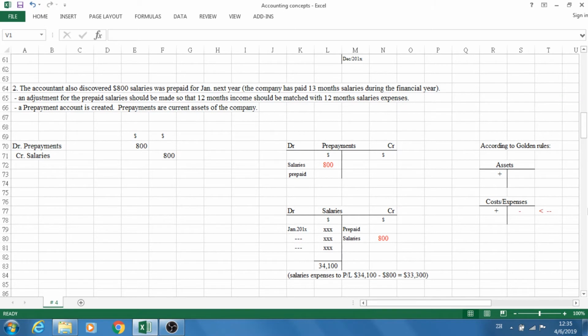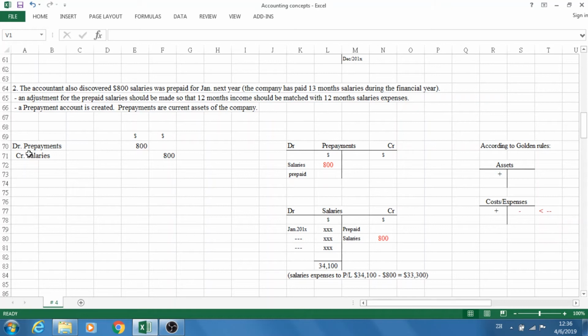Prepayments are current assets of the company. So according to golden rules, addition of assets, that is prepayment, should be on the debit side. Reduction of expenses, that is the salaries, should be on the credit side. The journal entry is debit prepayments 800, credit salaries 800. Then follow this journal entry to post to the ledger accounts.